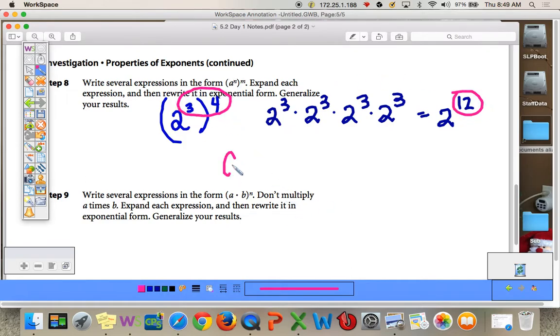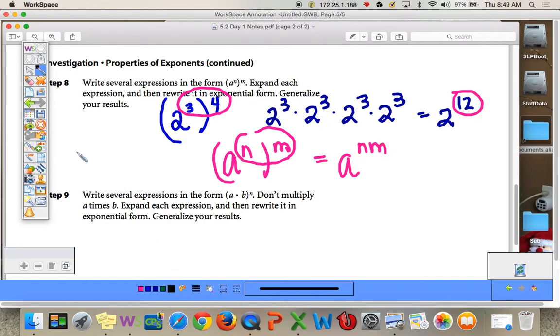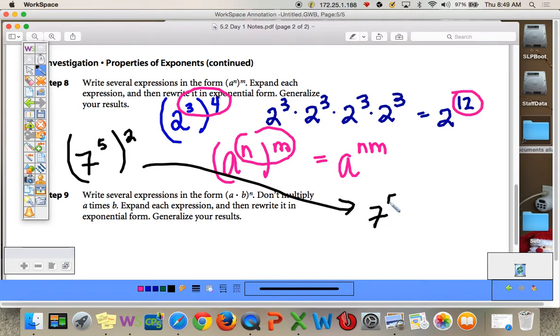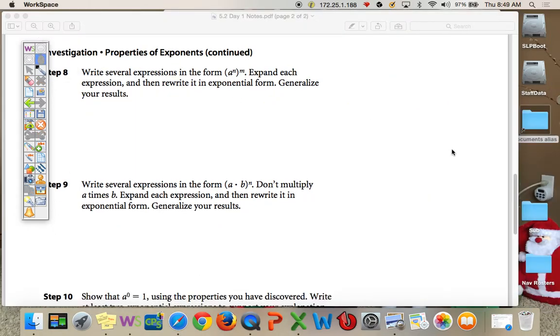So if you have a to the n power to the m power, you multiply these, and we get a to the nm. Let's do another example. Let's do 7 to the 5th power squared. Again, you could write this out, 7 to the 5th times 7 to the 5th, and that would equal 7 to the 10th, or you could just multiply. 5 times 2 is 10. So a power to a power, you multiply.